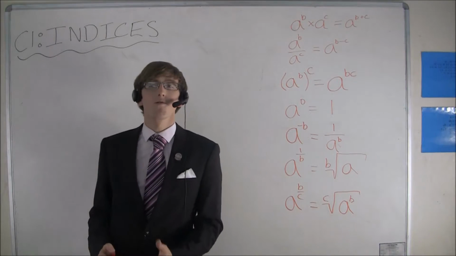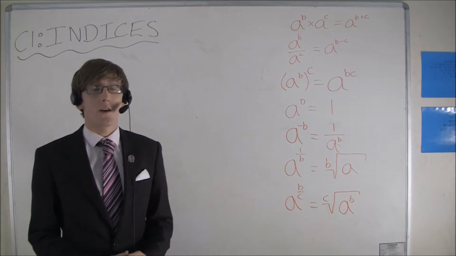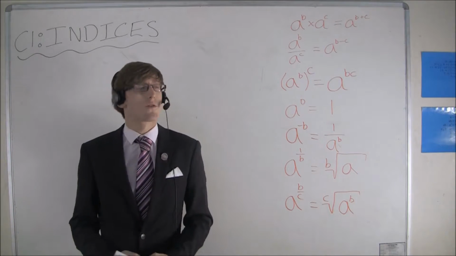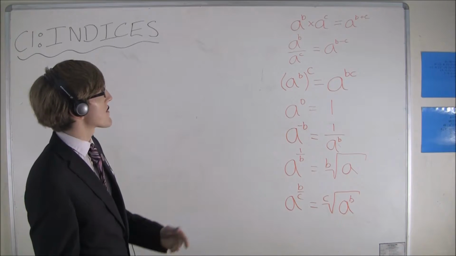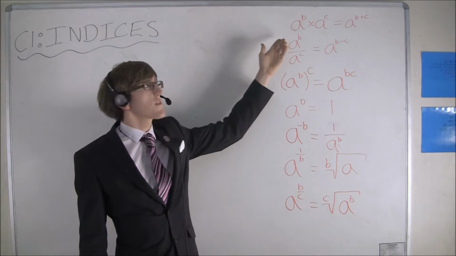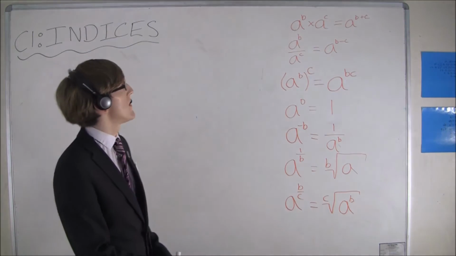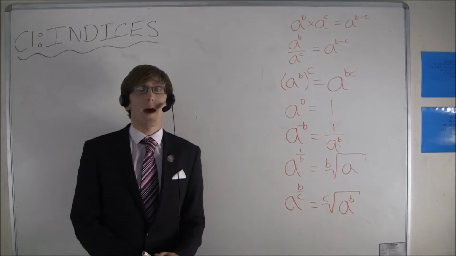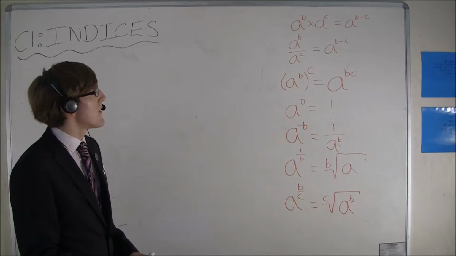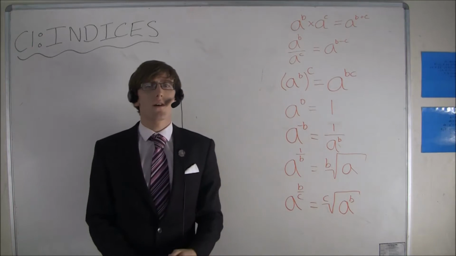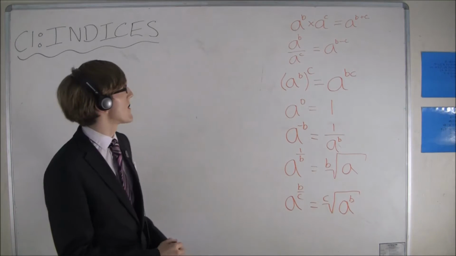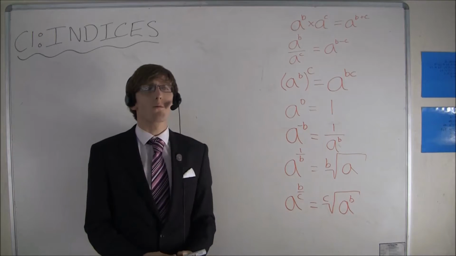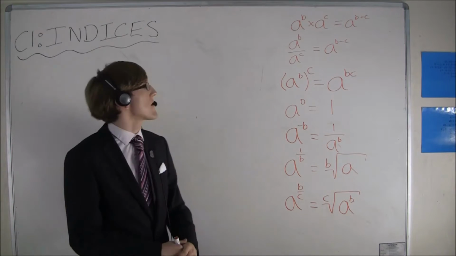So these are the 7 rules of indices which you'll need to learn in order to deal with a question on indices or simplification of expressions in general. If we have two indices multiplied together and they have the same base, then you simply add the powers up. So a to the power of b times a to the power of c is equal to a to the power of b plus c. If we have one divided by the other, we simply subtract the indices. So a to the power of b over a to the power of c is equal to a to the power of b minus c.